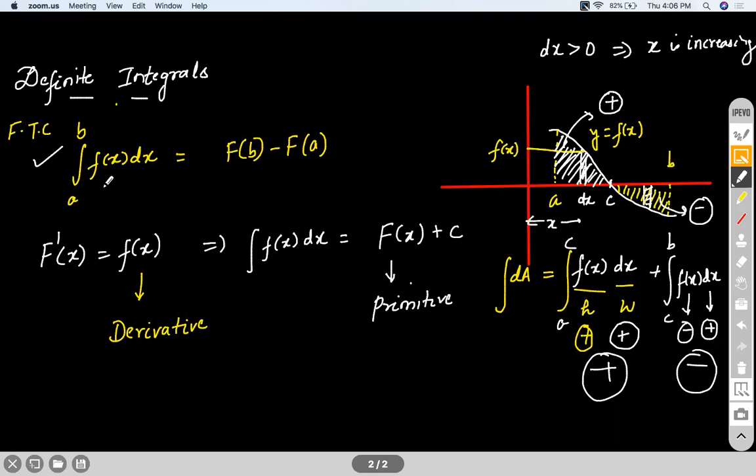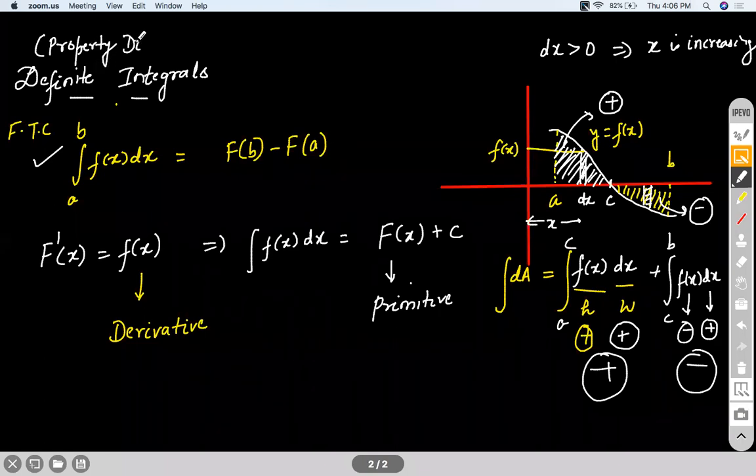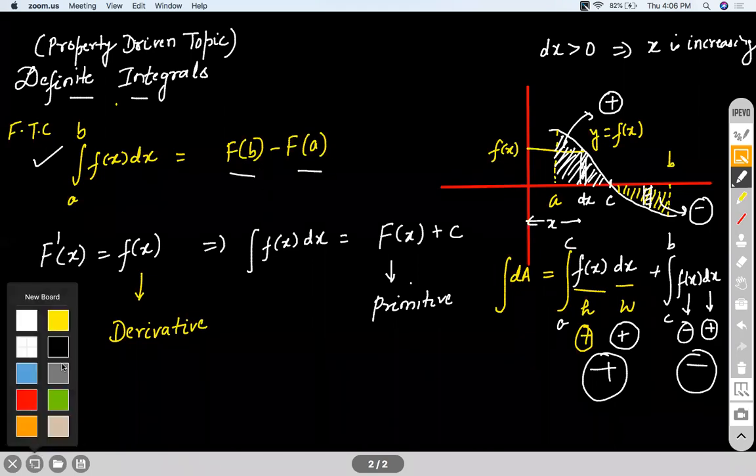So what I'm going to do is, before I introduce you to further parts of definite integrals, which is basically a property-driven topic, I'm going to ask you a few questions just on the basis of how much you understand when you say the integration of f of x from a to b is F of b minus F of a. Okay. So I'll begin with a question.